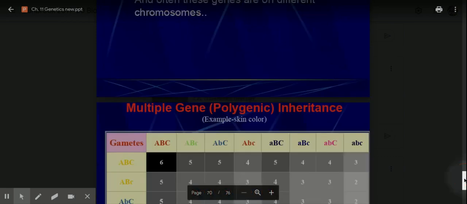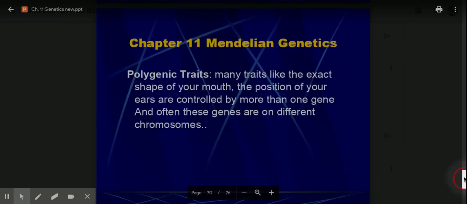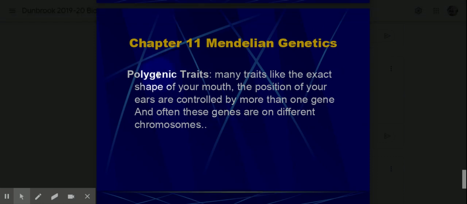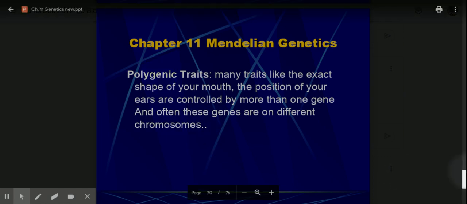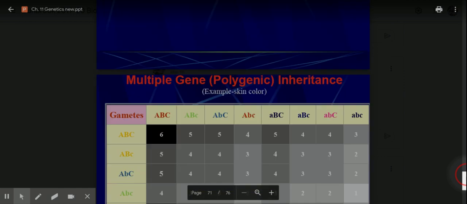One example is polygenic traits. A trait that is controlled by many genes, and each gene can have a couple different varieties or flavors, what we call alleles. For instance, the shape of your mouth, position of your ears, those are controlled by more than one gene. And often these genes are on different chromosomes, so you can get a ton more variety with this. Let's have a look at some examples.